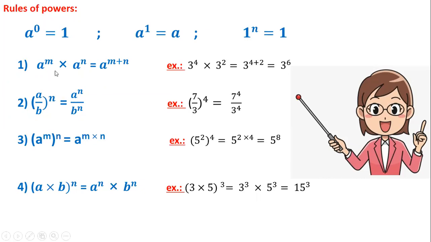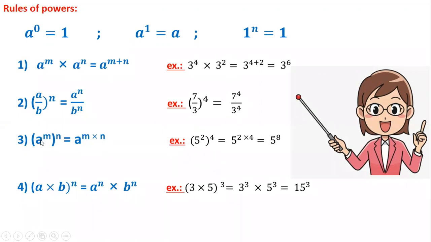Now, these rules are very important. If we are multiplying same base, different exponent, the base stays as it is and we add both exponents. For example, 3 to the power 4 times 3 squared, we keep the base 3 and we add 4 plus 2, it gives me 3 to the power 6. Now, if we have a fraction in between parentheses and outside, we have any exponent, for example exponent 4, we give it to both the numerator and the denominator. So I will get 7 to the power 4 over 3 to the power 4.